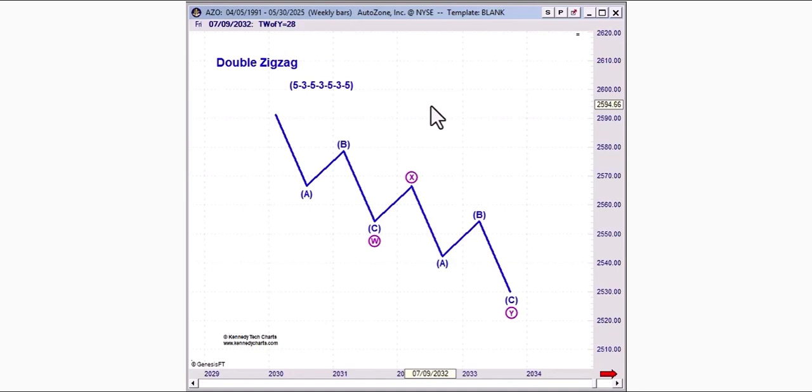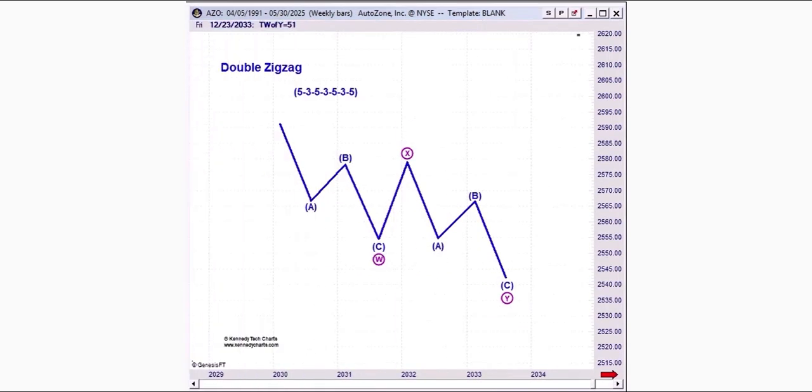Okay. Now, again, these fall under the heading of complex corrective structures or extended corrections. Now, here is just a straight-up simple double zigzag, where we have 5-3-5 for W, an X wave, and then another ABC or another 5-3-5. Now, what can get a little tricky sometimes is the variations we tend to see within complex corrections or extended corrections.